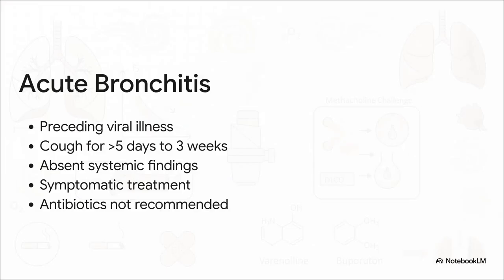This typically follows a viral upper respiratory infection. Your patient is going to present with a cough that's been hanging around for days, maybe even weeks. They might even have purulent sputum, but, and here's the key, they will completely lack systemic pneumonia findings like fever or chills. Because 90% of these cases are viral, your treatment is purely symptomatic. Think NSAIDs or bronchodilators. Absolutely do not give them antibiotics.